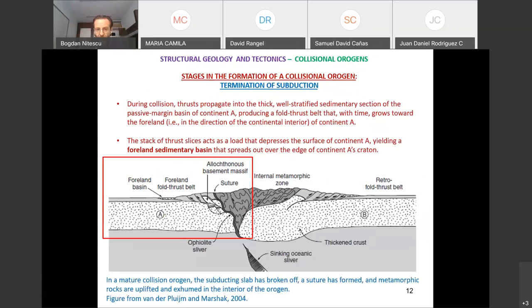Now, let's look at the termination of subduction, because once the continental part of the plate gets to the subduction zone, it is not going to subduct. It is thick, it is buoyant, so it is not going to subduct.